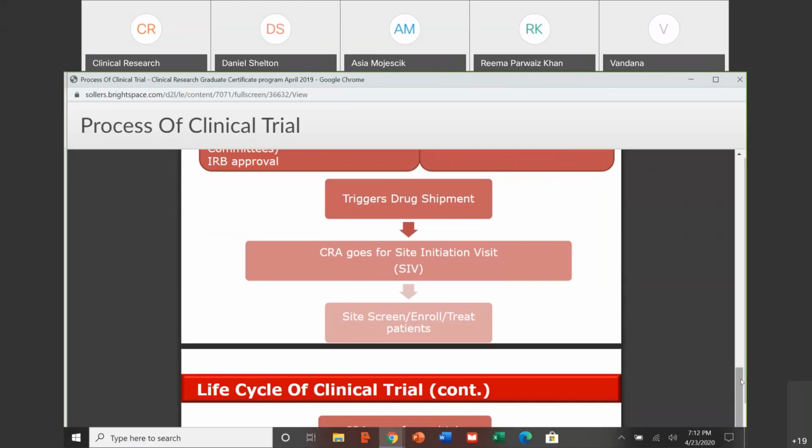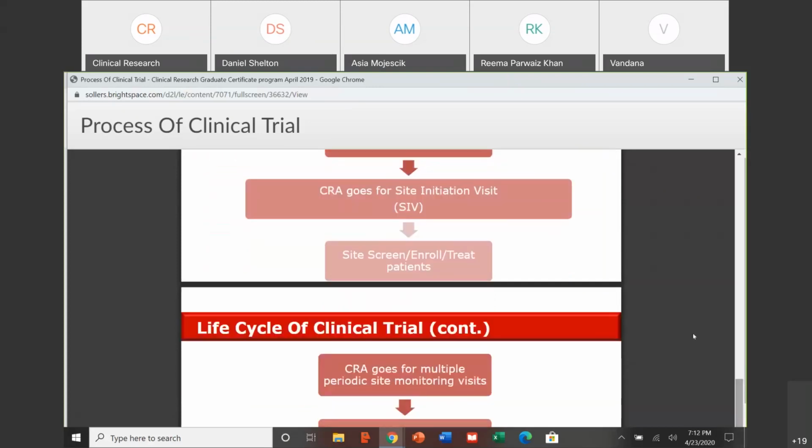Once everything is in place, the CRA will go for one more on-site visit, and that visit is called SIV. It stands for Site Initiation Visit. In the site initiation visit, we train the sites, we make sure everyone understands the protocol, we make sure that everyone has access to the systems to conduct the trial. At that point, the CRA will send a site activation letter saying that, congratulations, now you are fully onboarded, now you can start screening your patients.